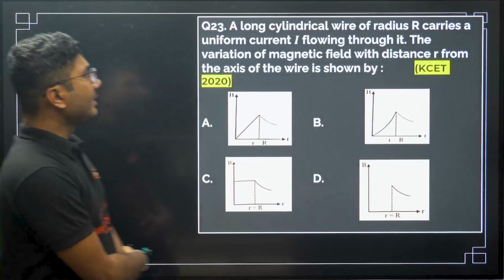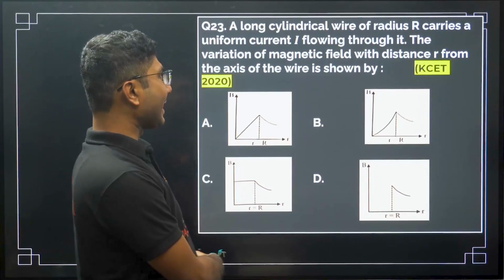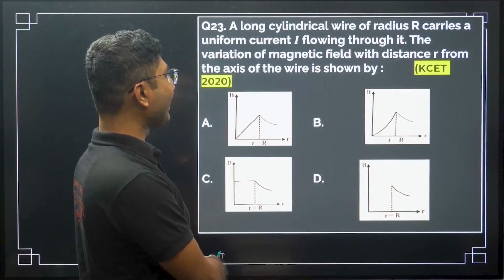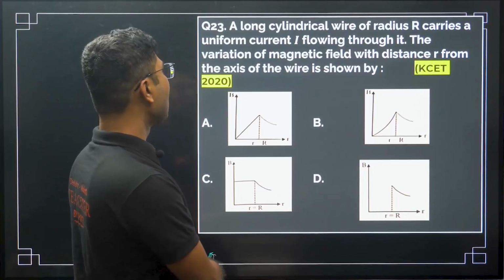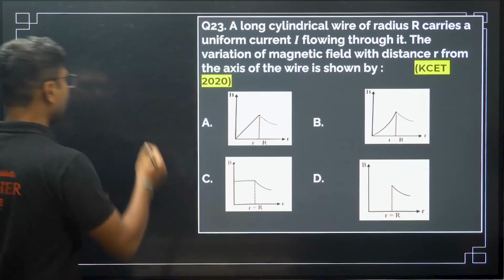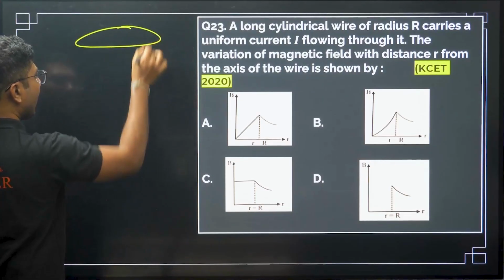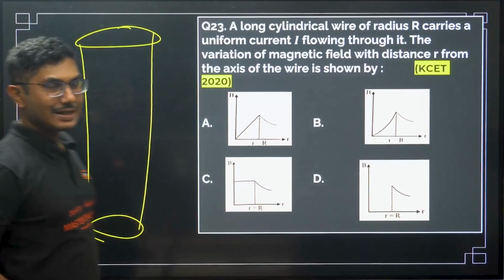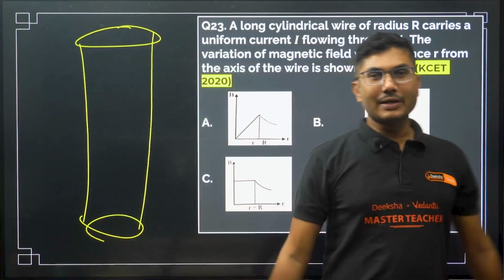A long cylindrical wire of radius capital R carries a uniform current I flowing through it. The variation of magnetic field with the distance small r from the axis of the wire is shown by. So here we have a cylindrical wire. How will the magnetic field change?